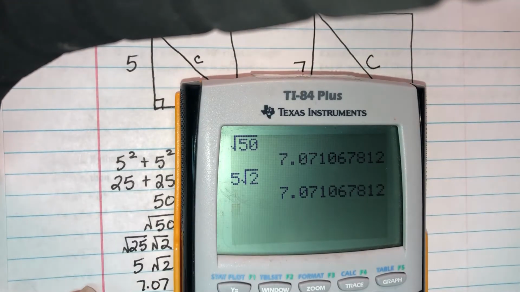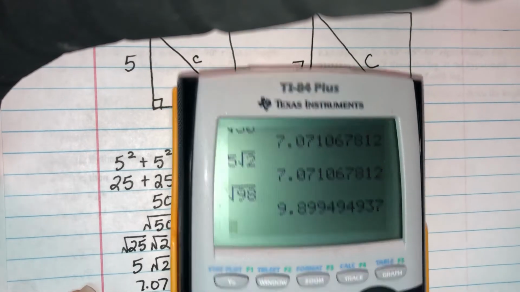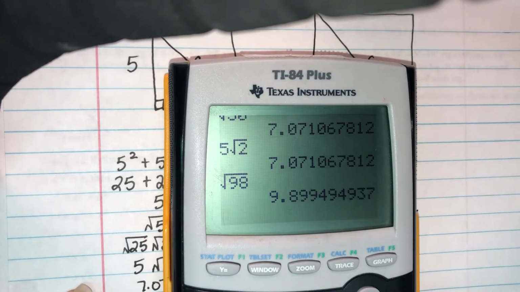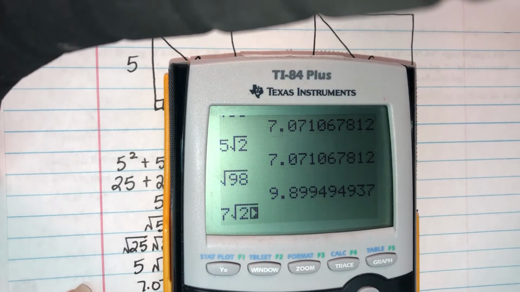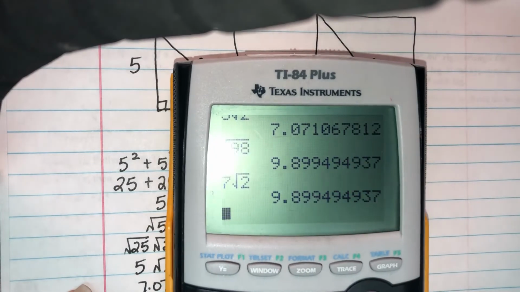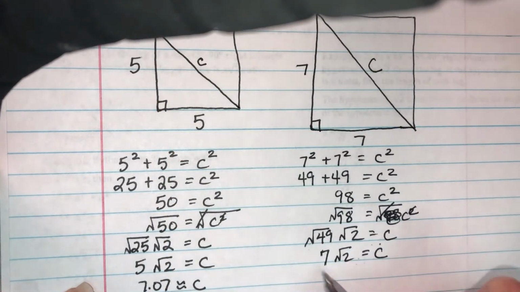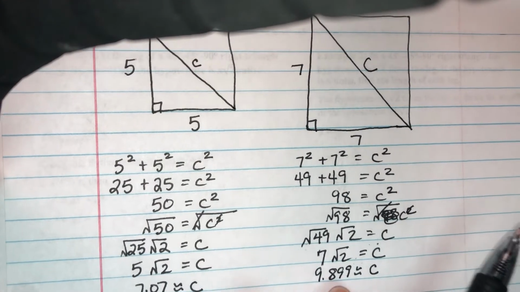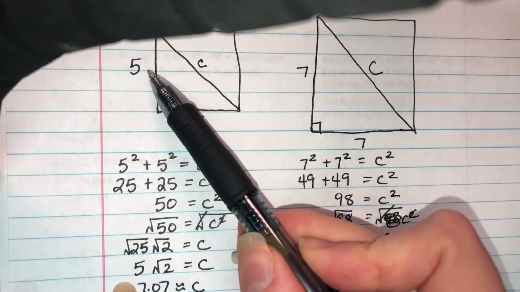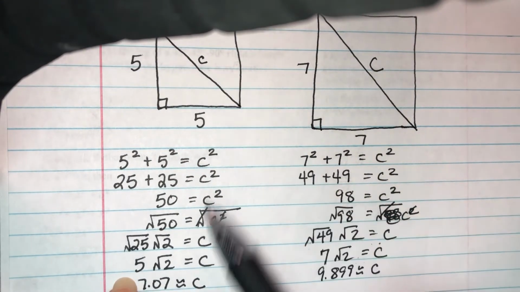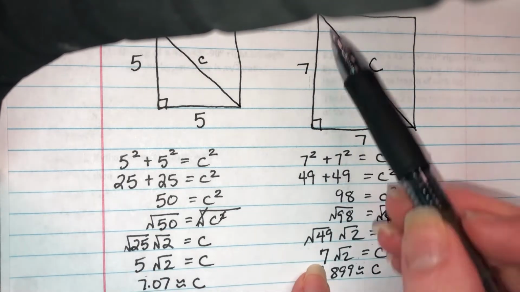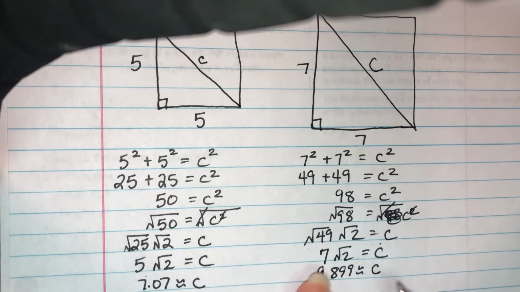If you did the square root of 98 in your calculator, you get 9.899. And if you did 7 square root of 2 in your calculator, you also get 9.899, which is the approximation for C as a decimal. So, do you see a pattern here? Notice when the side length was 5, the hypotenuse length was 5 times the square root of 2. And when the side length was 7, the hypotenuse length was 7 times the square root of 2.